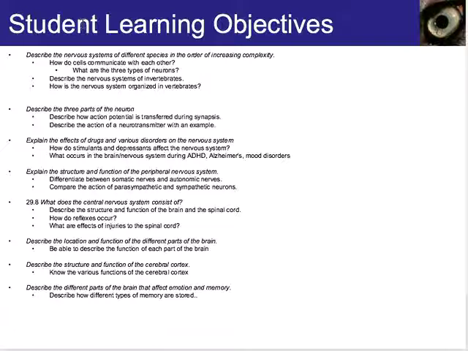Can you explain the structure and function of the peripheral nervous system? Can you differentiate between somatic and autonomic nerves? Can you compare the action of parasympathetic and sympathetic neurons? You should also tell me what the central nervous system consists of, be able to describe the structure and function of the brain and spinal cord, how reflexes occur, what the effects of injuries to the spinal cord are, and you should be able to describe the location and function of different parts of the brain. I'm not going to ask you on your exam for the location of different parts of the brain, but I will be asking you about their function. You should also know the different functions of the cerebral cortex and how different types of memories are made.